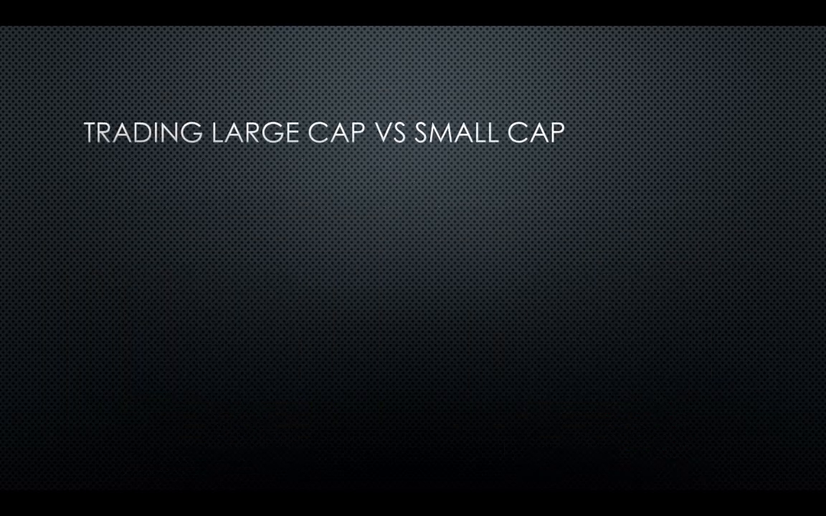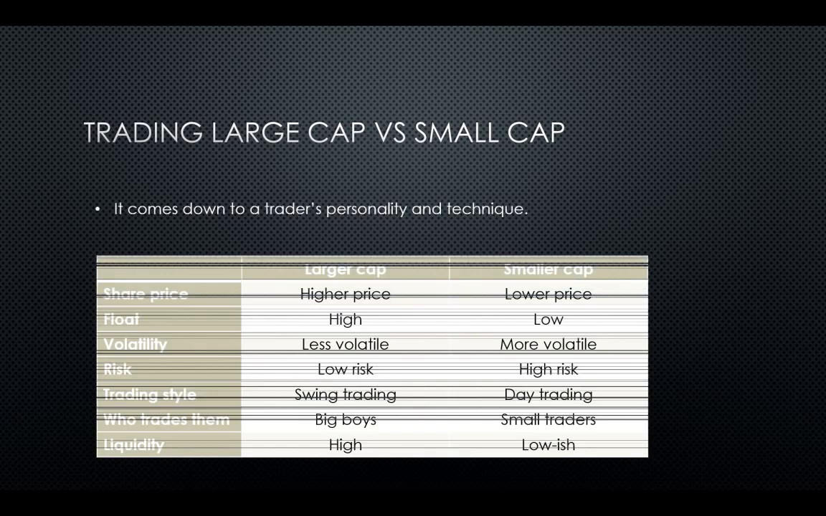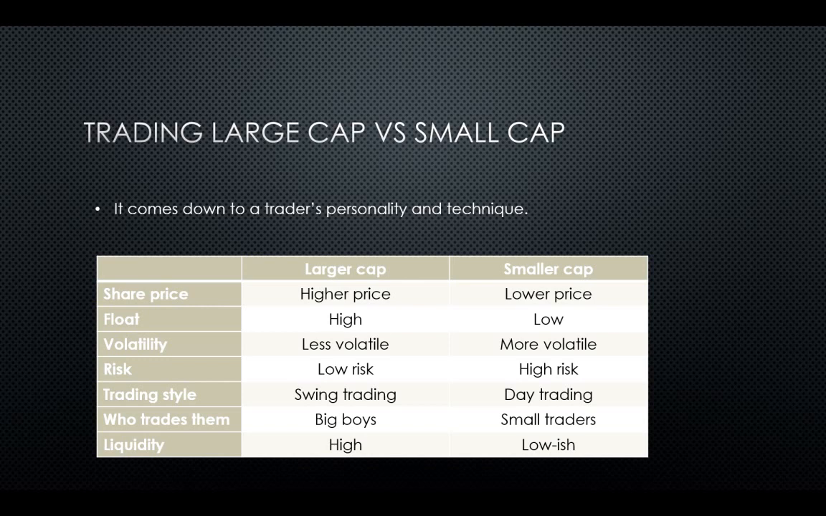Okay, so different traders have different personalities and different techniques. One trader might prefer trading large cap stocks, while another might be willing to take more risk for more reward and hence trade the micro or even nano cap stocks. Let us compare them in the following table. From the share price standpoint, usually large cap stocks are more expensive than small caps. Float: large cap stocks have high float, while small cap stocks have low float.